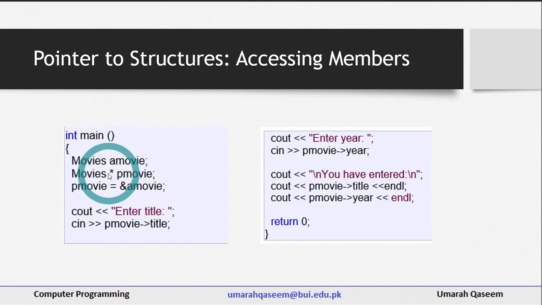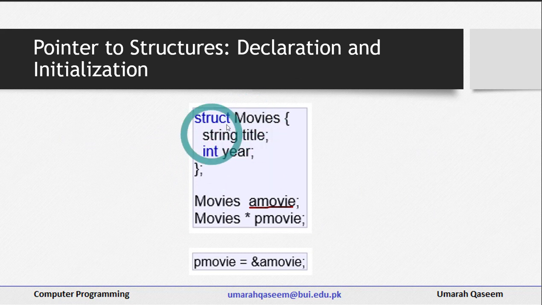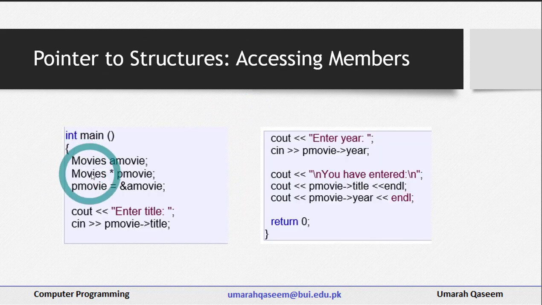So let's look at this code once more. The structure is the same. This is the structure. Keep this structure in your mind. And now this is my variable a movie, and this is my pointer variable p movie. And here I have stored the address of my simple variable in the pointer variable. Now cout, enter the title. Now let's look at this line.